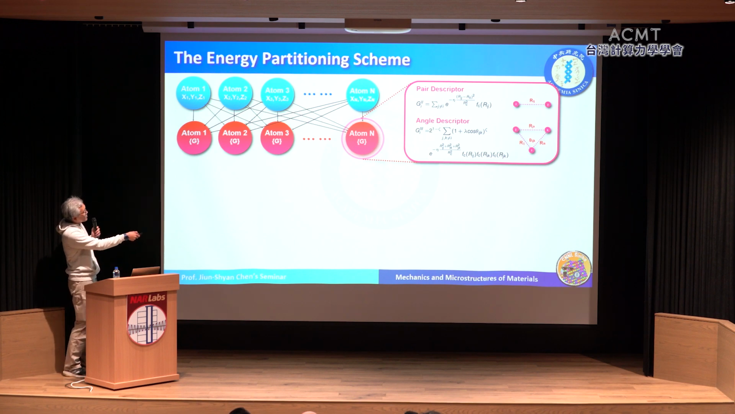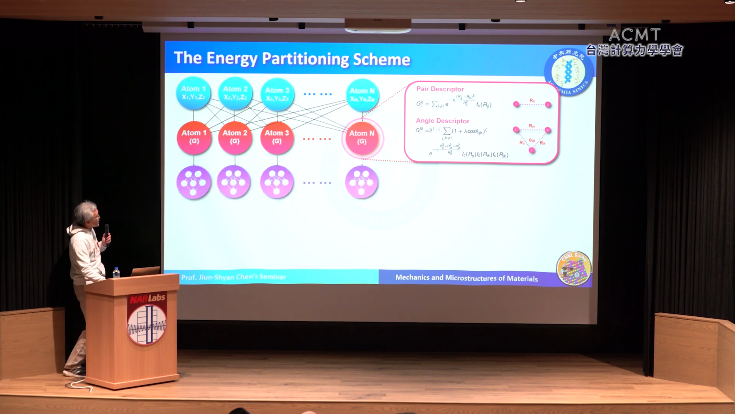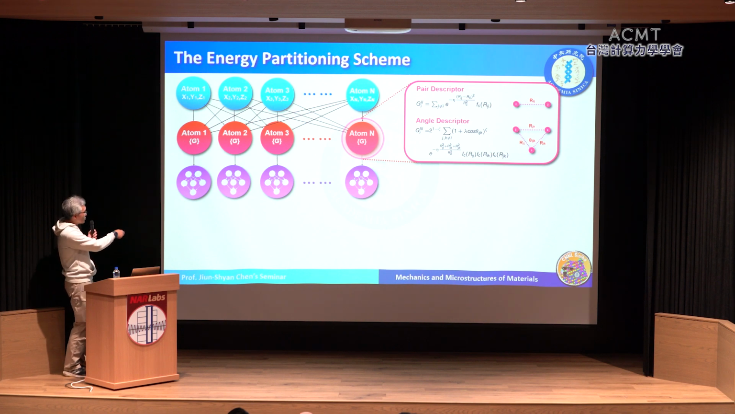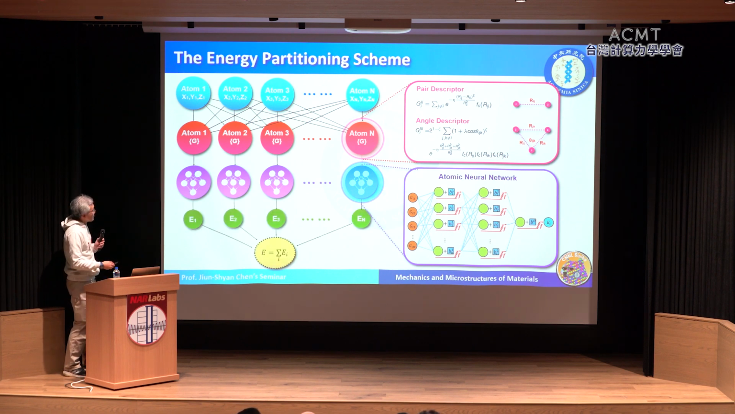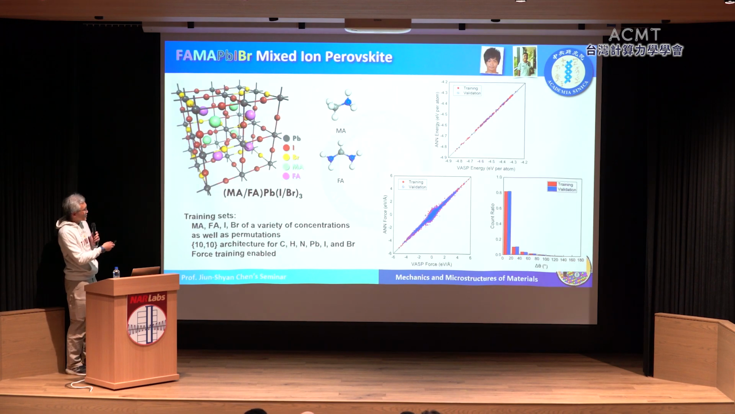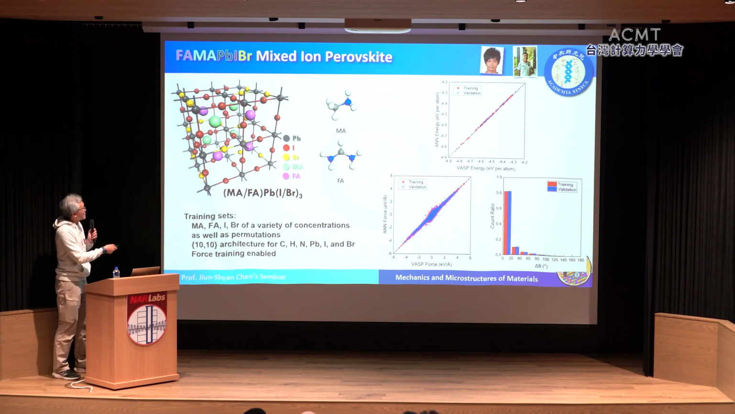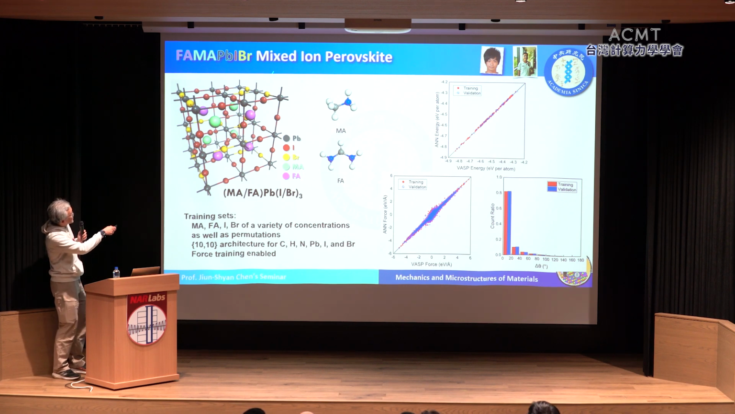Basically, we include both the pair interaction and the three-body interaction, and then we let all these feature vector embeddings pass through the atomic neural networks, which look like this, and we get the total energy of the whole system. We use this scheme to train a neural network model of FAMAPbI3Br, a very complicated mixed-ion perovskite.